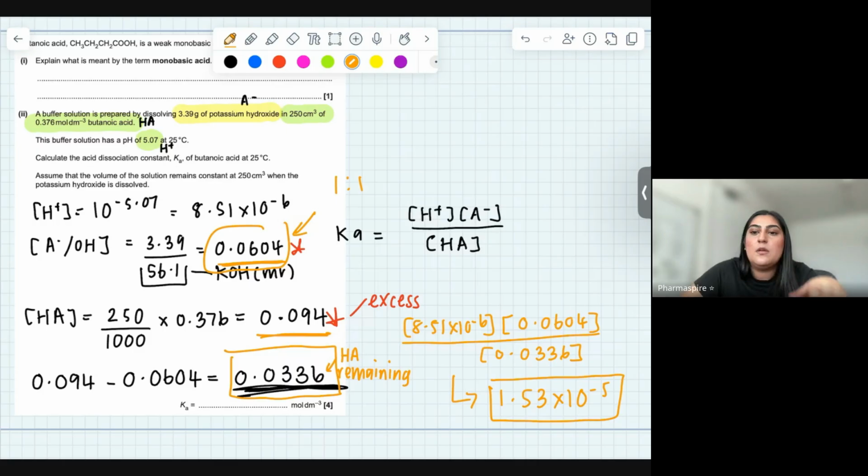If you did concentrations, you get the same answer. The reason why I have kept it in moles and not concentrations is that this and this are in the same volume, so they would cancel out. That's why I kept it the way it is. Even if you did concentrations, you just get the same value anyway. They just cancel out. Does that make sense to everyone?